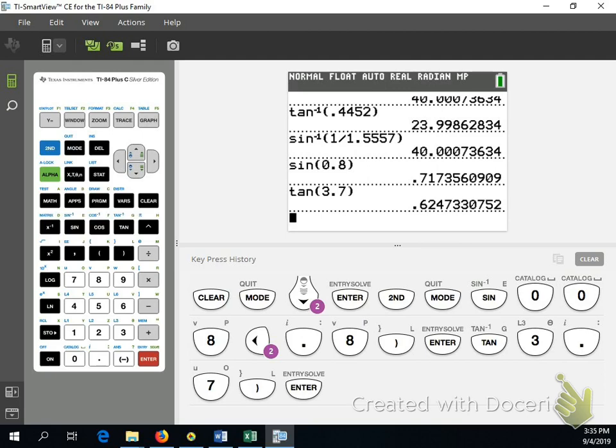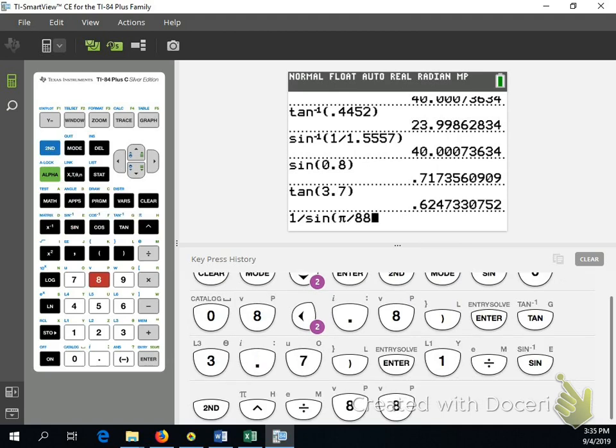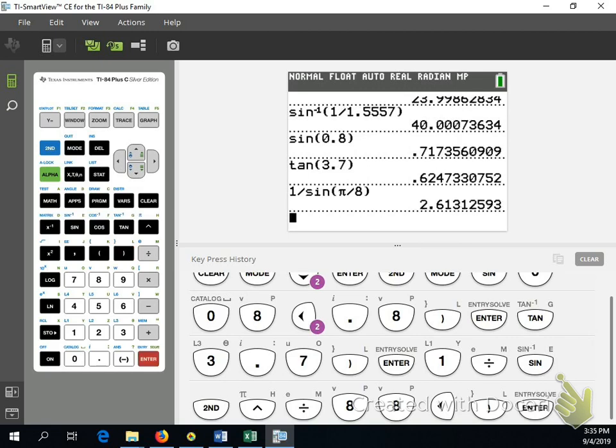Okay? Now, if you want to type in cosecant of pi over 8, okay? Remember, cosecant is the reciprocal of sine. So I'd want to go 1 divided by sine, and then in parentheses, I want to type in the pi button. Second, pi here, divided by 8. And then close, make sure you close down your parentheses. Okay? And then hit enter, and that'll give you your value of 2.6131.